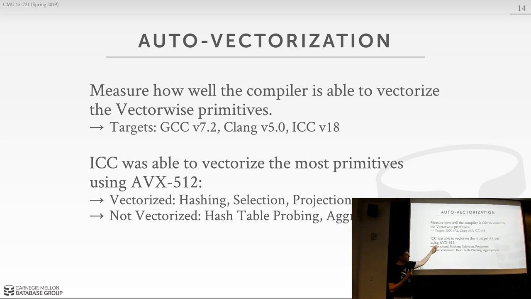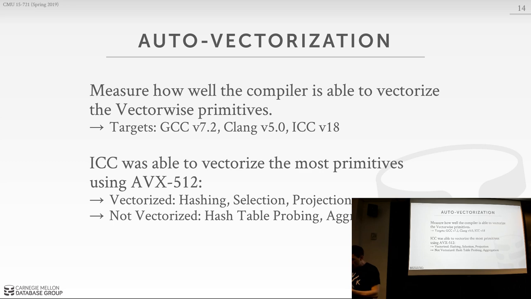And ICC put everything into 512, which I think was interesting. It was able to vectorize the hashing, selection, and projection primitives, but it wasn't able to vectorize the hash table probing and aggregation. This is expected, because these are random memory lookups that can't easily be put into SIMD instructions. Both of these are dealing with hash tables.